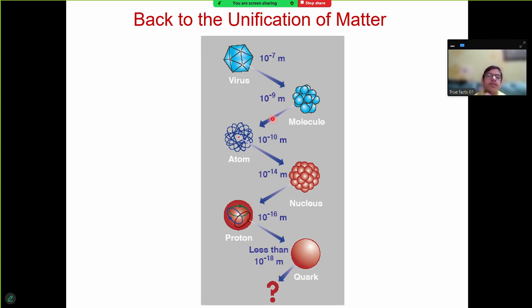Back to unification of matter. We have studied a lot. If we take a virus that is 10 to the power negative 7 meter, something smaller than a virus is a molecule that has a size of 10 to the power negative 9, that is 9 zeros ahead of 1. Look, how do I say it? I need a pen. I think you all know it. 0.7 zeros and then 1. So this is what I was trying to do.